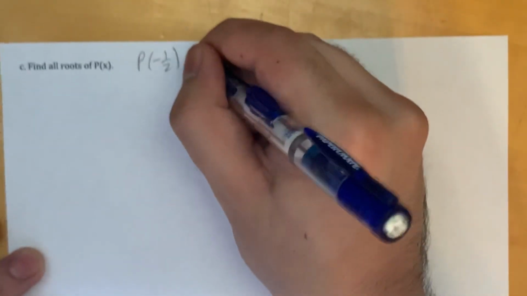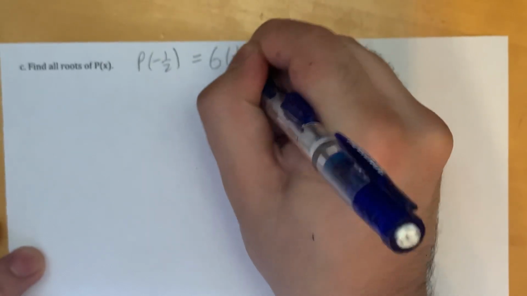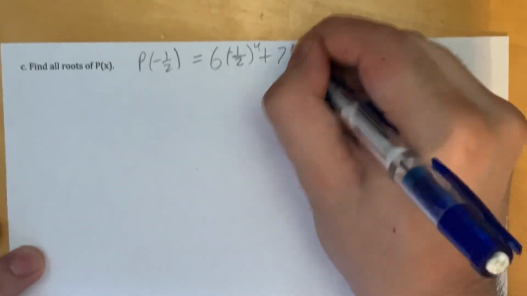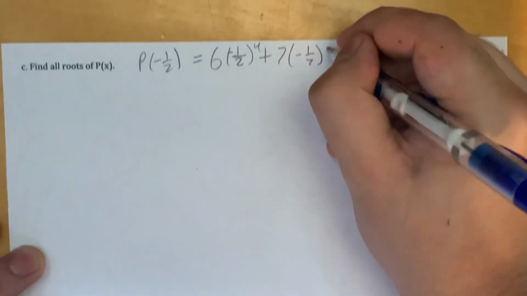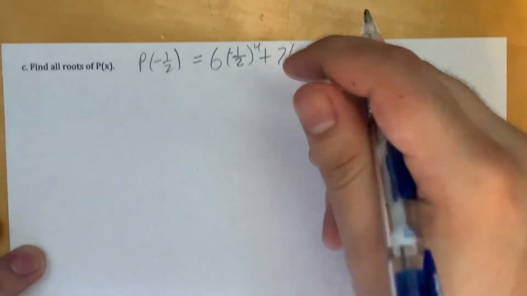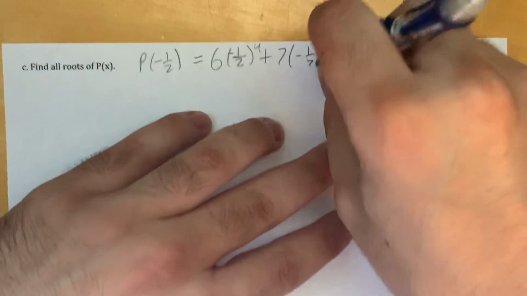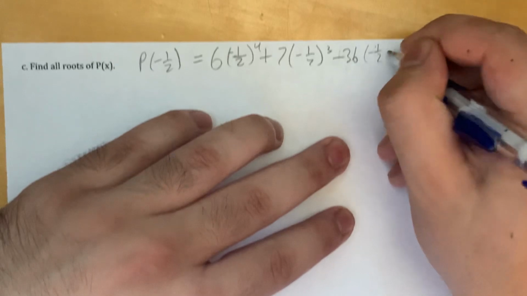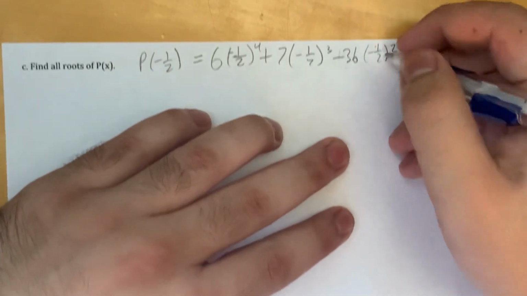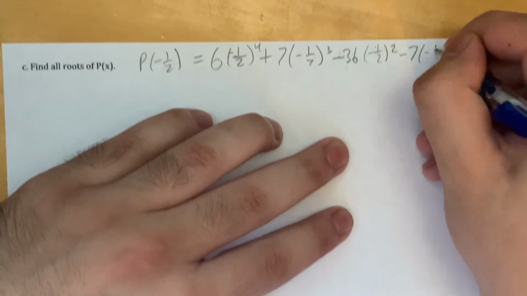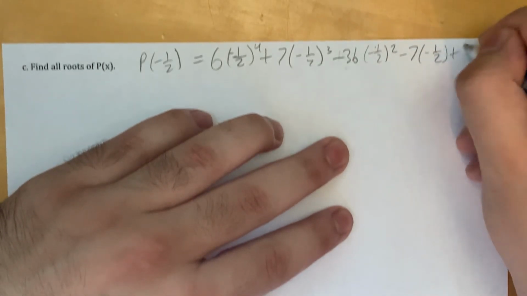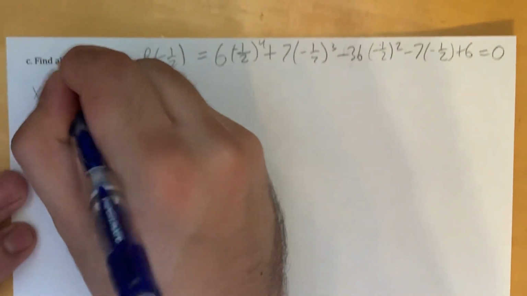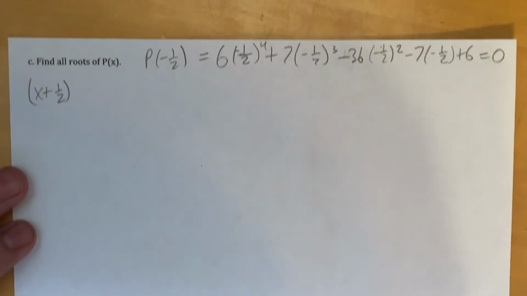I'm feeling lucky. 6 times negative 1/2 to the power of 4 plus 7 times negative 1/2 to the power of 3 minus 36 times negative 1/2 to the power of 2 minus 7 times negative 1/2 plus 6. And would you look at that? It does give us 0. So x plus 1/2 is one of those factors.